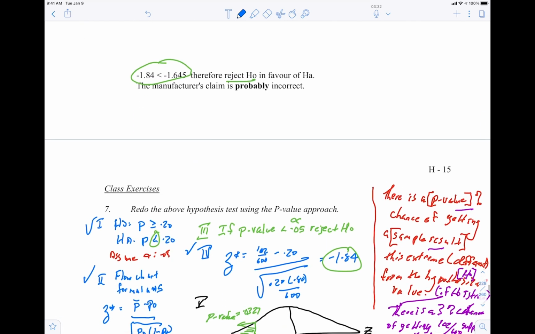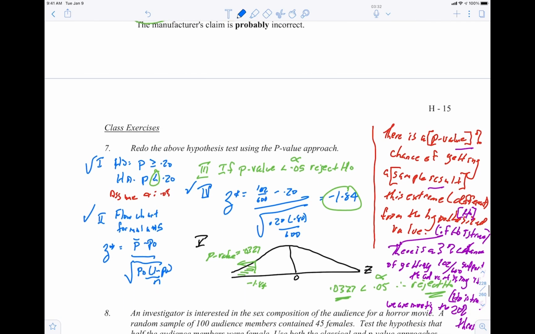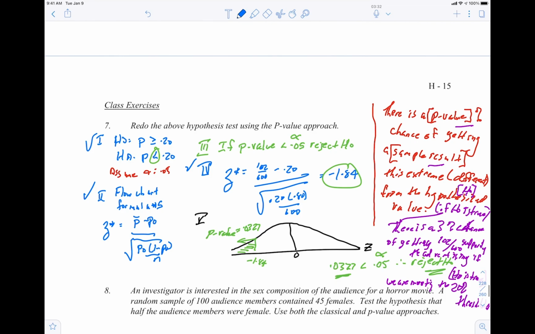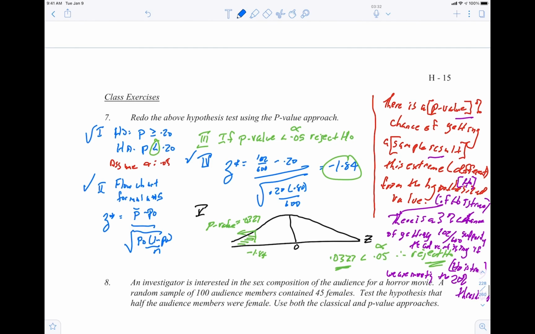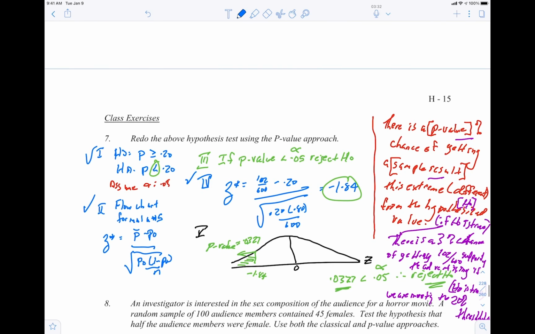And then you can do this as a p-value approach. And it's, the p-value approach, is minus 1.84. Yeah, we're dealing with a Z distribution. So if you look up 1.84 in the table, you find that it comes to about 3%. That's down here at the bottom in green. And so that's what we've got there.